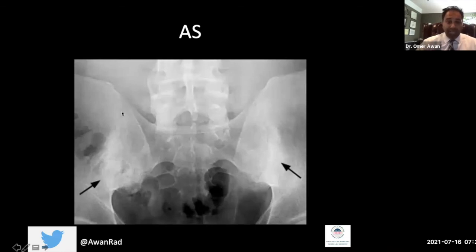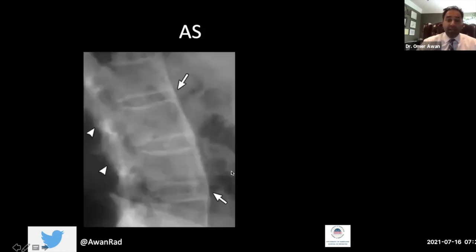But I want to show you first SI joint sacroiliitis, which is erosions. You can see the lucencies here at the SI joints. It's bilateral, it's symmetric, and you have subchondral sclerosis and joint space loss. And eventually you'll get ankylosis of these SI joints, right? So this is a nice example of what sacroiliitis would look like in AS.